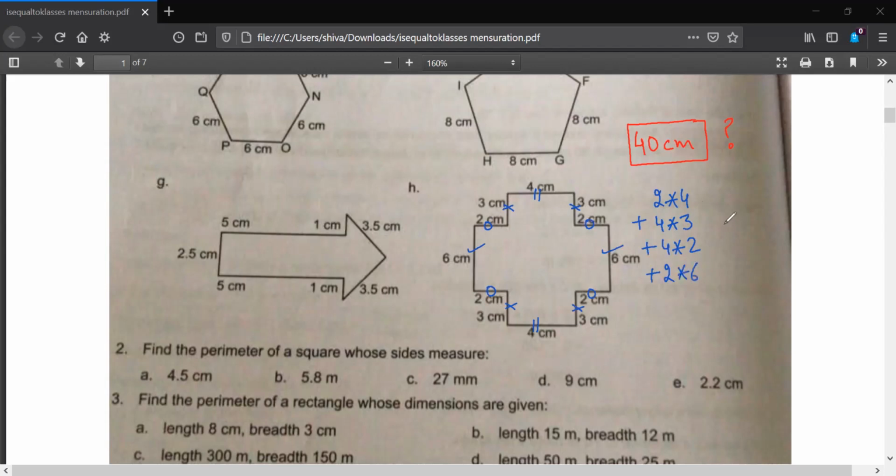Mr. Sarthak, have you understood? Yes, sir. So this will be 8, this will be 12, this will be 8, this will be 12, and this is 20, this is 20, so the total is 40. So this is the correct answer. Mr. Sarthak, have you understood?